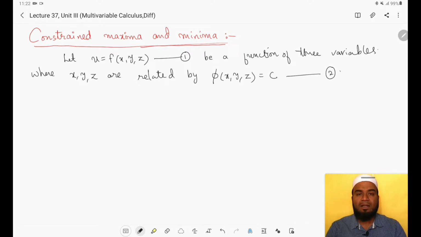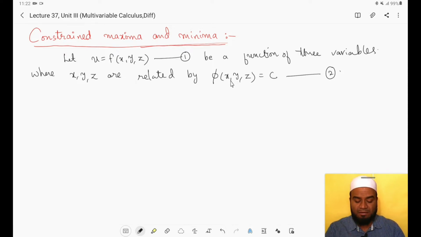So you observe that not only a function is given here, a function is given in 3 independent variables x, y, z, where these independent variables x, y, z are related by this condition, that is phi of x comma y comma z equals to c. We will see in problems that this condition will be generally x plus y plus z equals to some constant, or x minus y plus z equals to some constant.